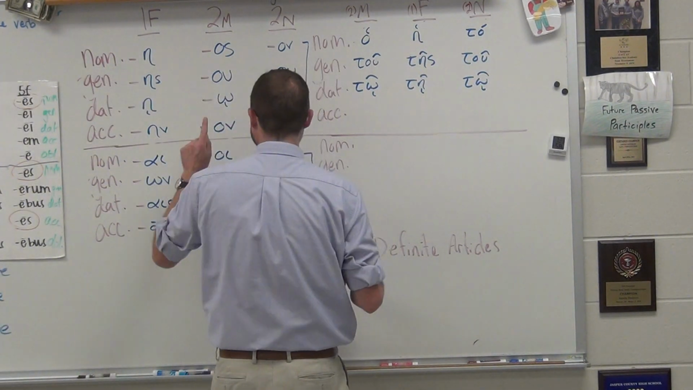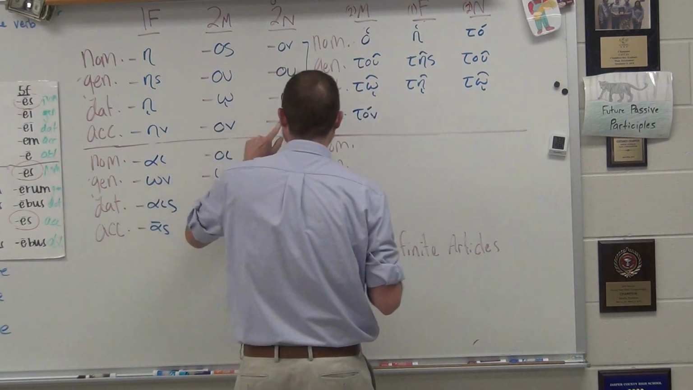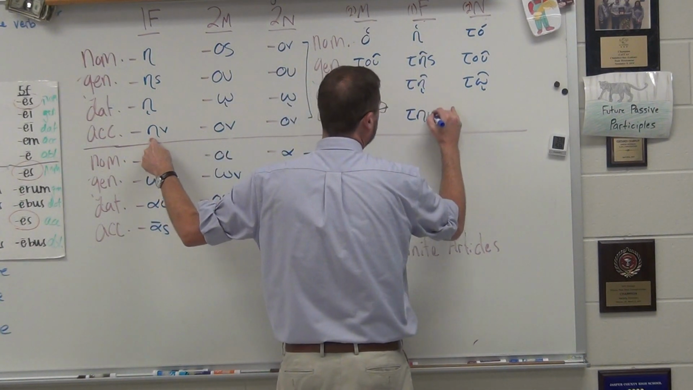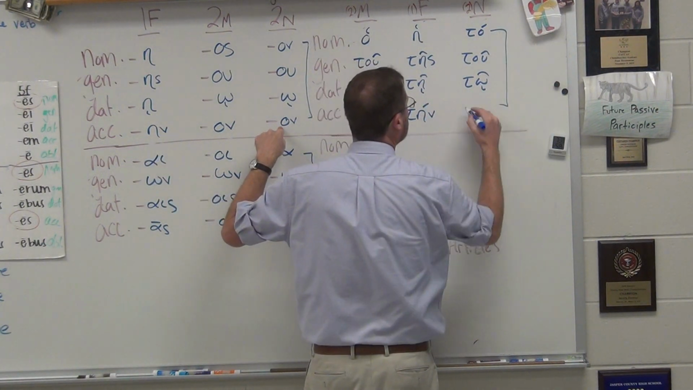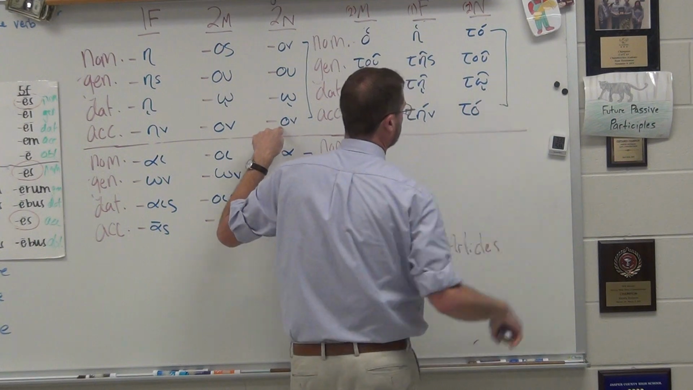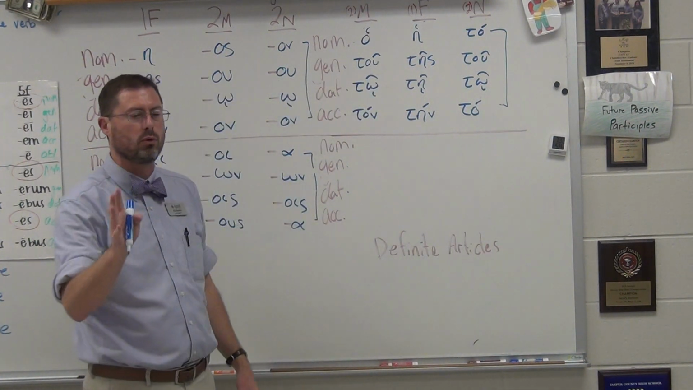Finally with the accusative, right there, it'll be ton with an acute, and it'll be tain with an acute, but then it's not going to be that because remember it has to be the same, and so again it is going to be toe.